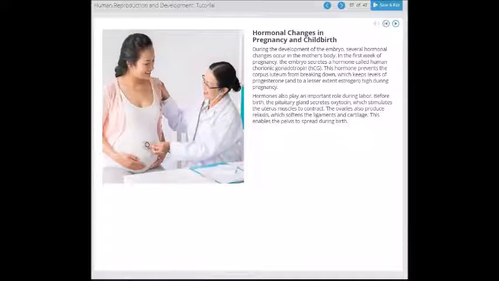So the mom goes through an incredible amount of hormonal and biochemical change. It's almost like the female's body stops and says, whoa, okay, all we're doing from here until this baby's born is take care of this baby. And it causes an incredible amount of changes physiologically in the female.